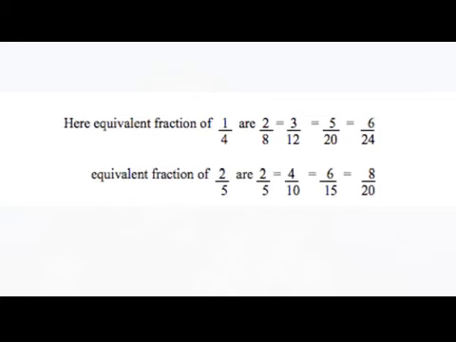How can we convert the unlike fractions into like fractions? Consider the unlike fractions 1 by 4 and 2 by 5. Convert them into like fractions without changing their values. How to convert them into like fractions without changing their values? Convert unlike fractions into like fractions by finding their equivalent fractions. Here, equivalent fractions of 1 by 4 are 2 by 8, 3 by 12, 5 by 20, 6 by 24, and equivalent fractions of 2 by 5 are 4 by 10, 6 by 15, 8 by 20.